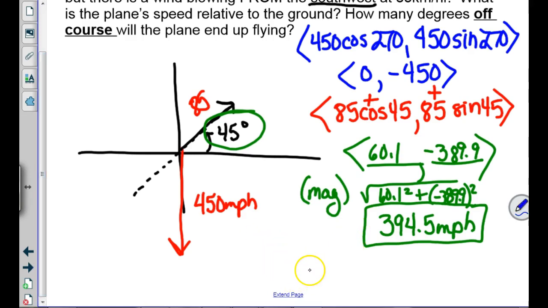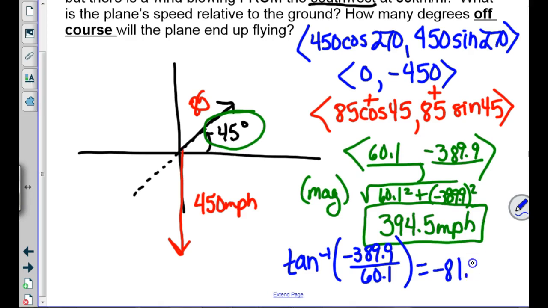Angle. The question asks, how many degrees off course will the plane end up flying? So this is what we're going to do. Inverse tangent of the components, which were negative 389.9 and 60.1. Inverse tangent, negative 389.9 divided by 60.1. Okay, I got negative 81.2 degrees. That's where the plane is winding up, right here at negative 81.2. Is that in the right quadrant? It is in the right quadrant.